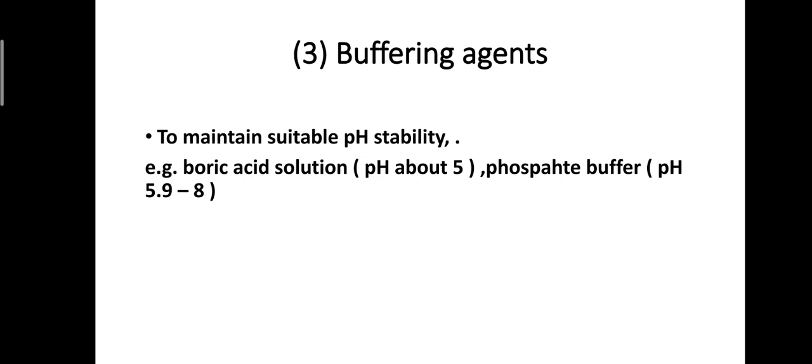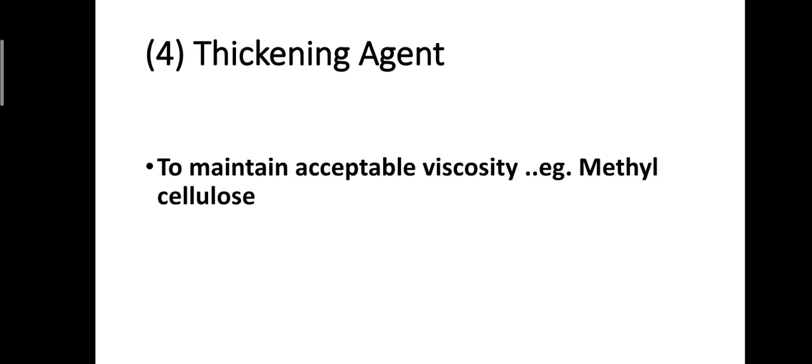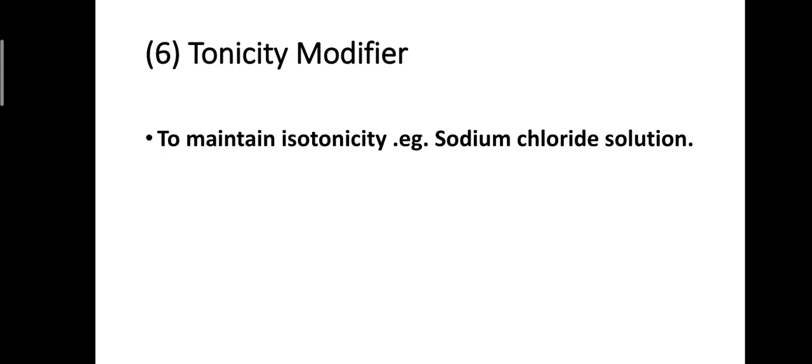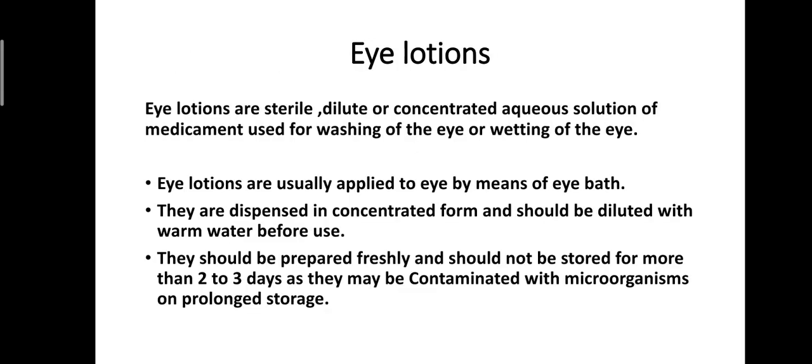Third, buffering agents to maintain suitable pH stability. Examples of buffering agents: boric acid solution pH about 5, phosphate buffer pH about 5.9 to 8. Fourth, thickening agents to maintain acceptable viscosity. Example, methyl cellulose. Fifth, antioxidants to prevent oxidation of the product. Example, sodium bisulfite. That is 6 points, meaning 6 additives or excipients. Sixth, tonicity modifier to maintain isotonicity. Example, sodium chloride solution. Next point, eye lotions.